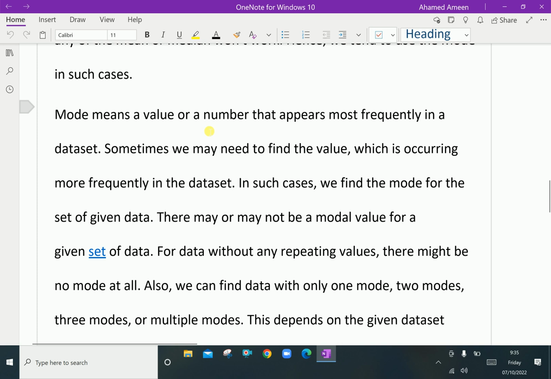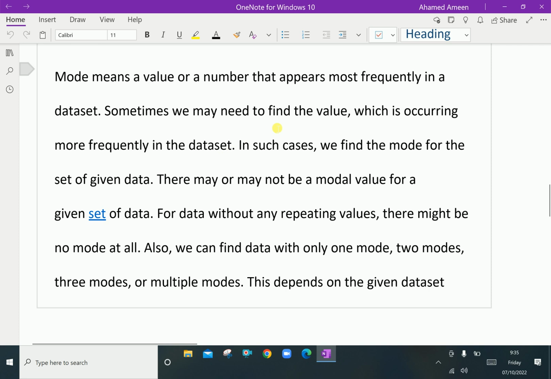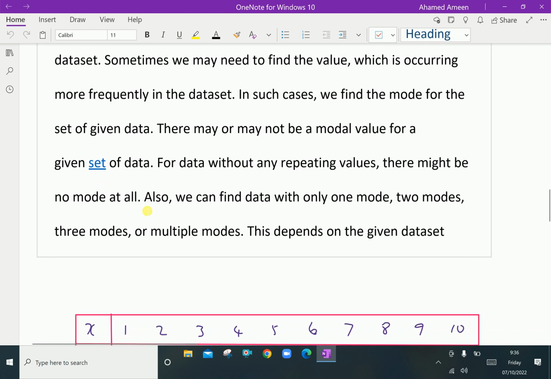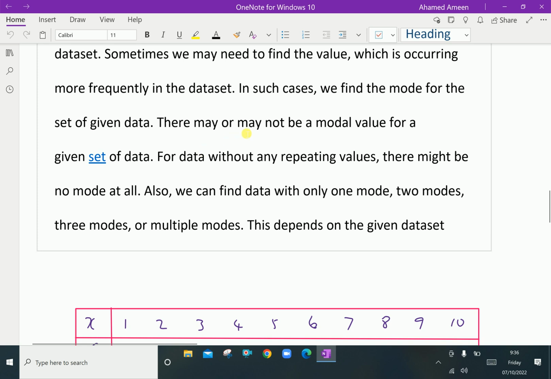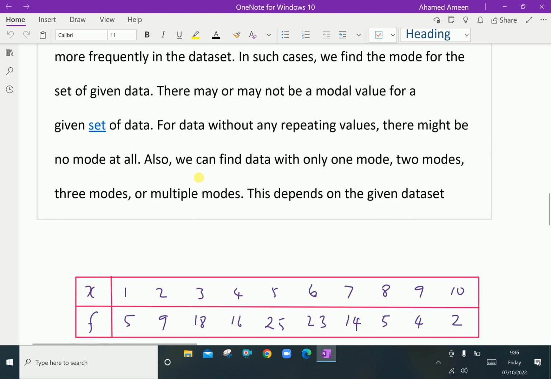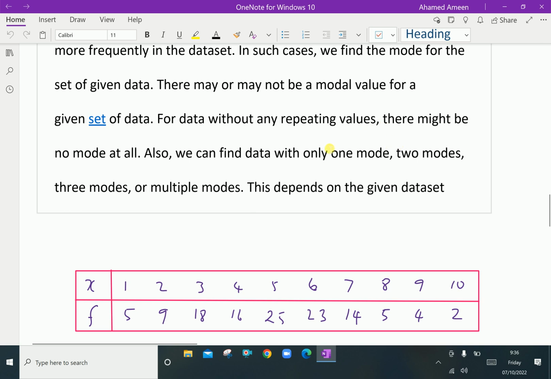Mode means a value or a number that appears most frequently in a data set. Sometimes we may need to find the value which is occurring most frequently in the data set. In such cases, we find the mode for the given data. There may or may not be a mode for a given set of data. For data without any repeating values, there might be no mode at all. Also, we can find data with only one mode, two modes, three modes, or multiple modes in some distributions. This depends on the given data set.